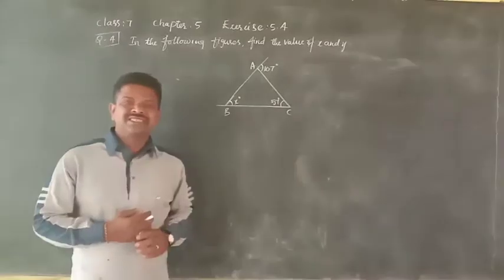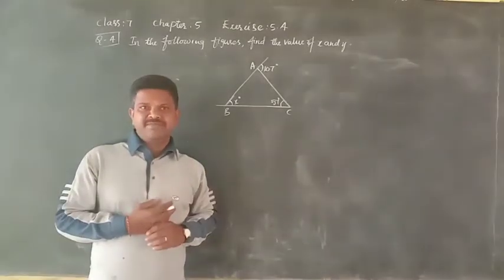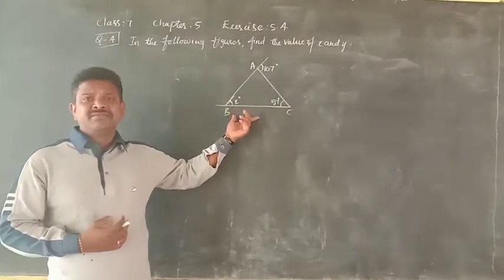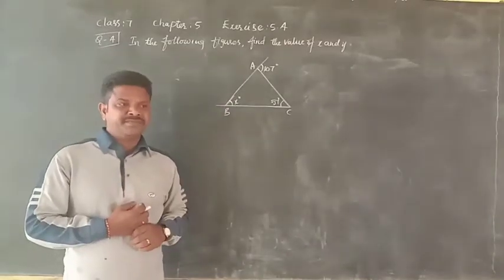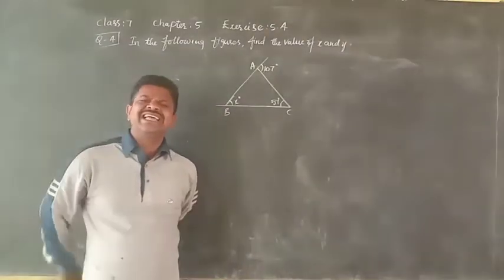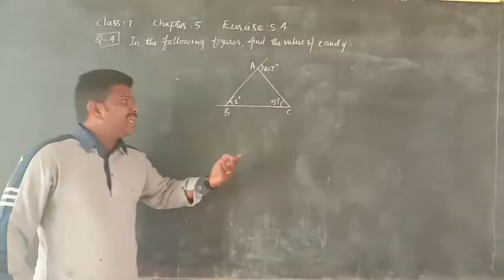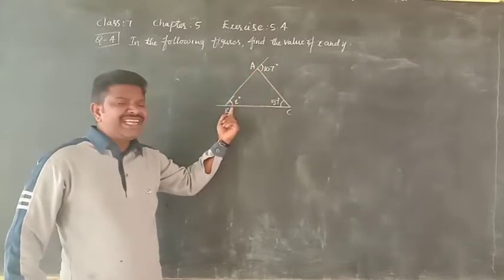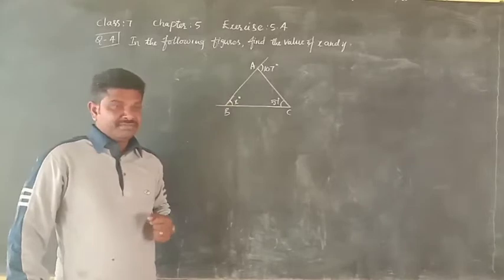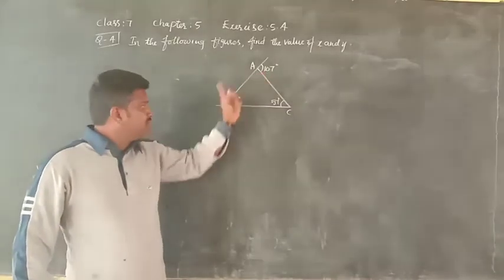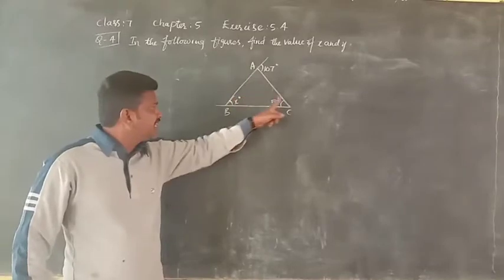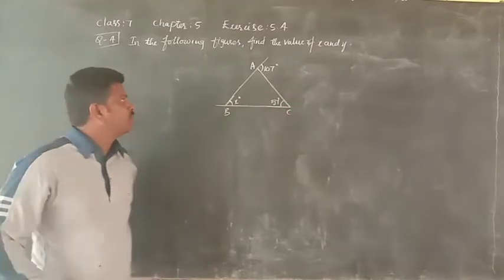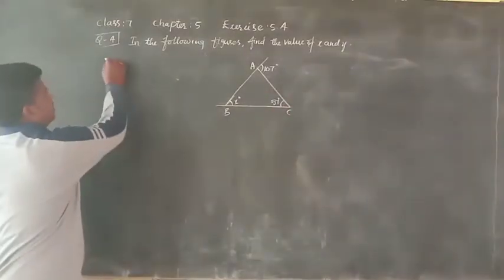So, this exercise is developed by the exterior angle property. That means all the questions in this exercise are based on the exterior angle property. What is the exterior angle property? The exterior angle is equal to the sum of the opposite interior angles, which means angle B plus angle C. So let us give the solution of this question.